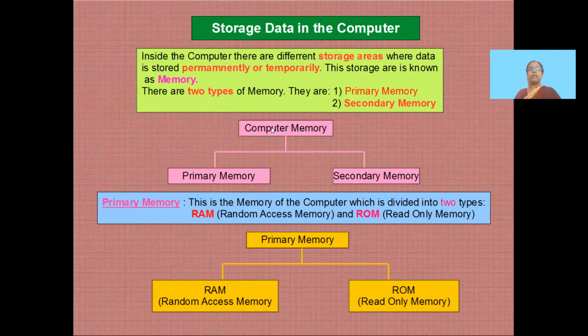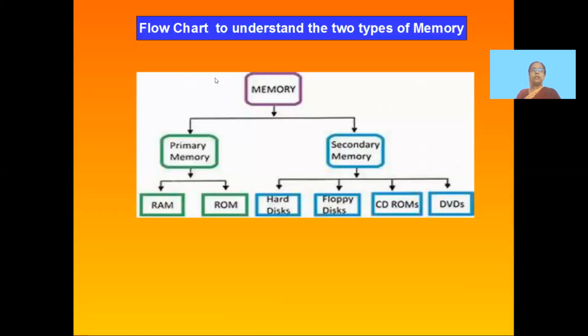It starts this way: computer memory, primary memory and secondary memory. Under the primary memory come the RAM, random access memory, and the ROM. First let's learn about the primary memory, what it is and what types of memory you find in it. Here is the correct flow chart: memory, primary memory, secondary memory. Under the primary memory, it is RAM and ROM. Under secondary memory, it's the hard disk, the floppy disk, CDs and DVDs. All these are called the secondary memory.